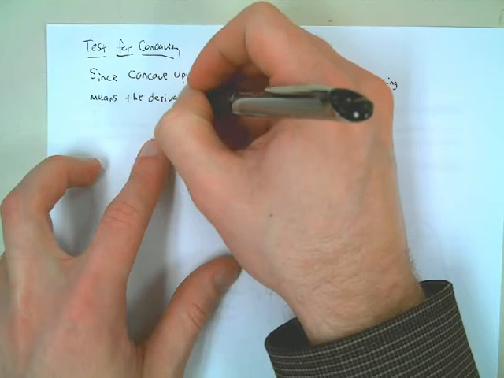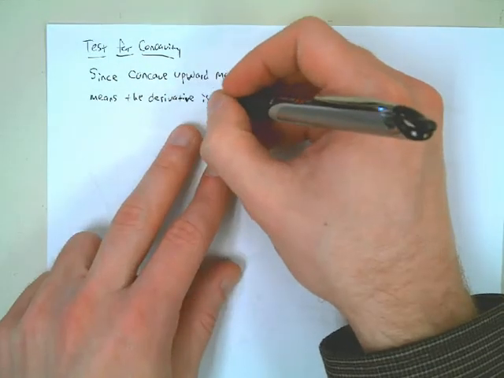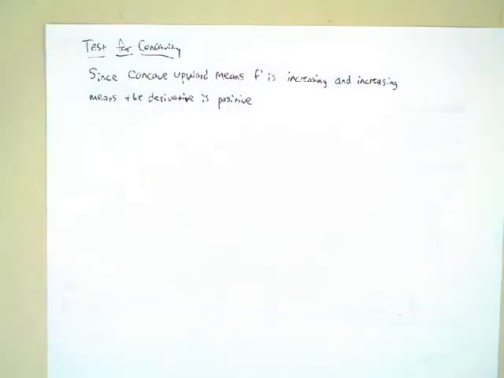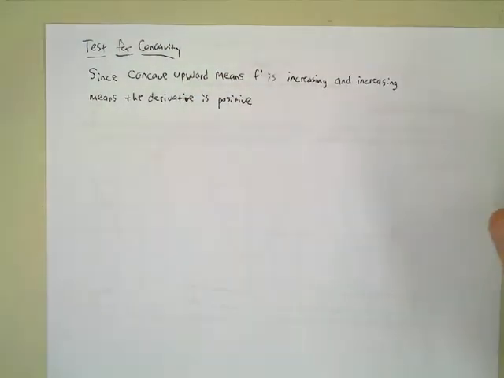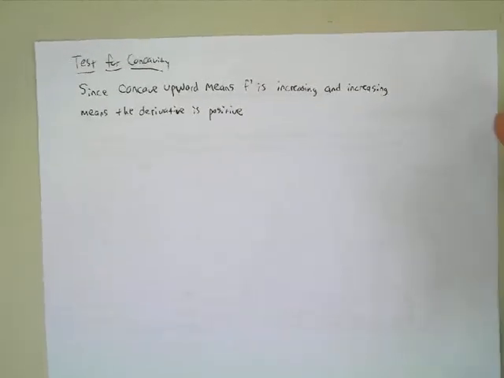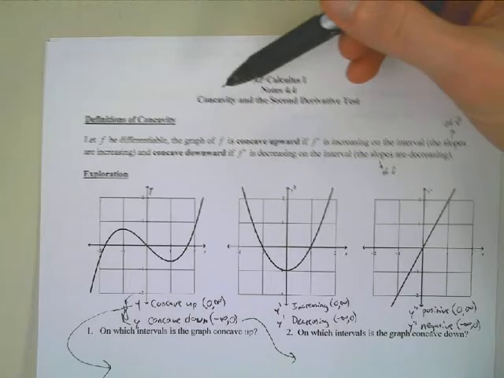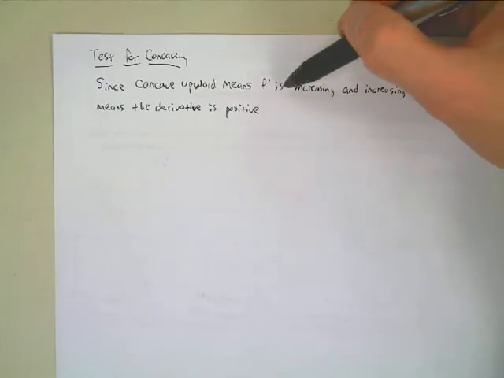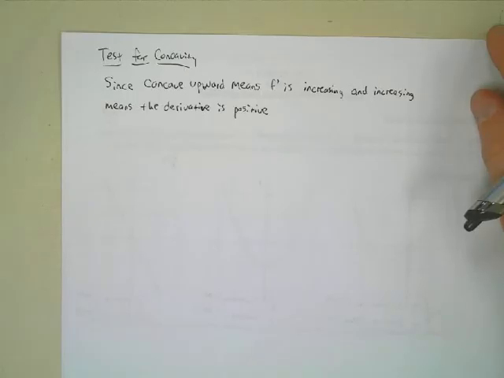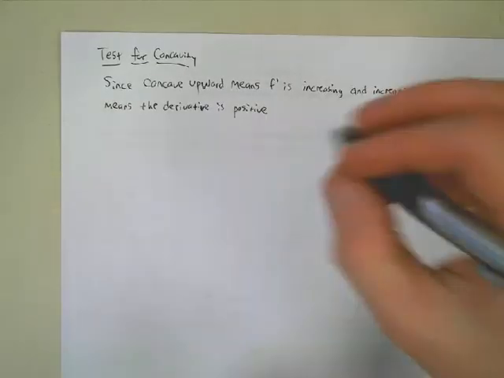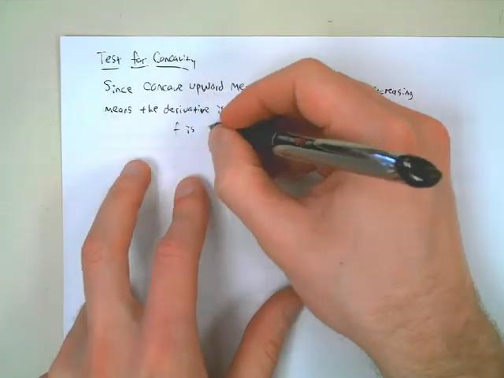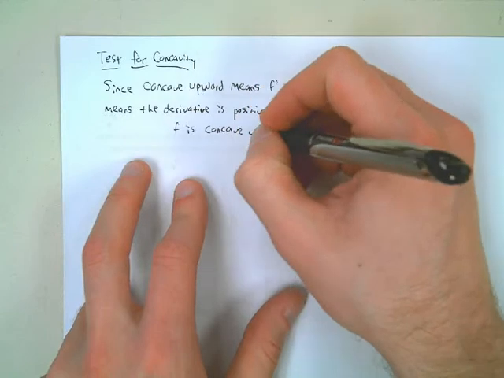All right, so again, let me just say that one more time. Concave upwards means f prime is increasing. How do we know that? Well, we just talked about that at the front of this paper. We were told that the graph of f is concave upward if f prime is increasing. So, since concave upward means f prime is increasing, and increasing means the derivative of that thing is positive, then f is concave up when f prime prime is greater than 0, when f prime prime is positive, okay?